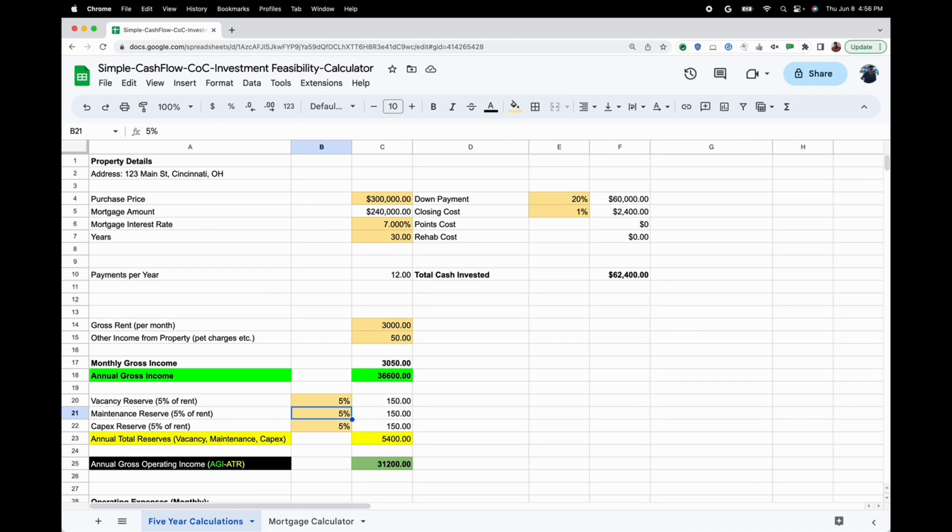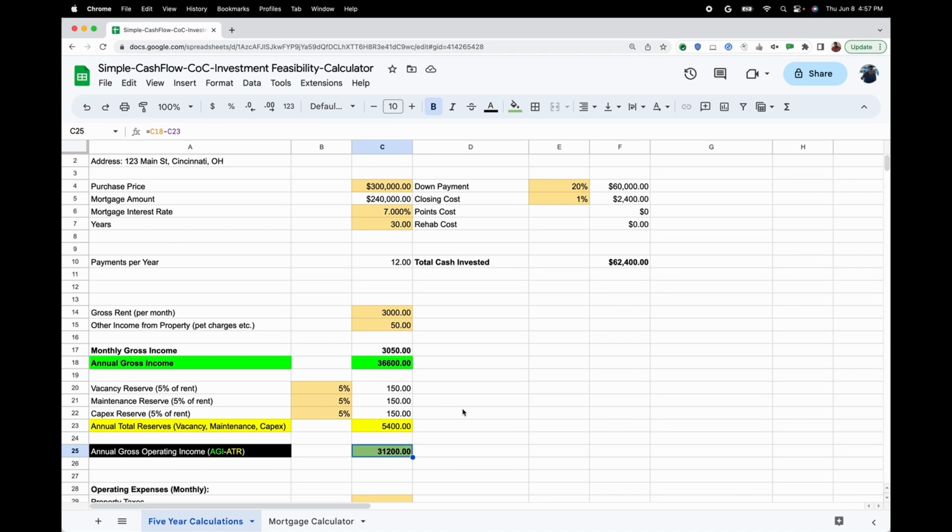And so the gross rent per month is $3,000. It just takes 5% of that. So it's $150. And your capex reserve is also very similar to that. It's like 5%. It's $150. So the annual total reserves, the reserves you keep on the side, is $5,400. Whatever is left after that is your annual gross operating income, which is $31,200. Okay. So this side of it captures the gross income coming in and the different reserves you keep on the side for it.